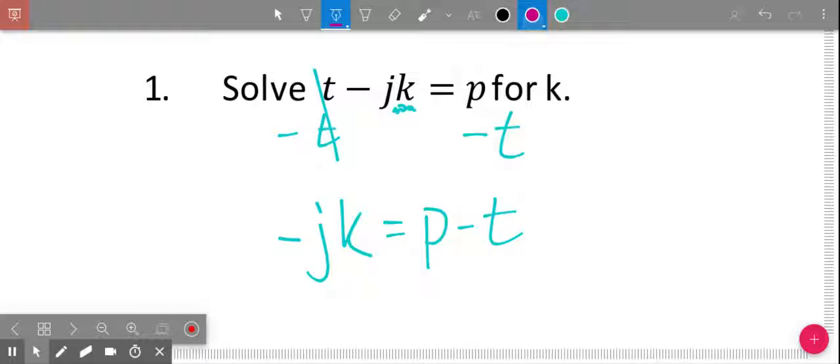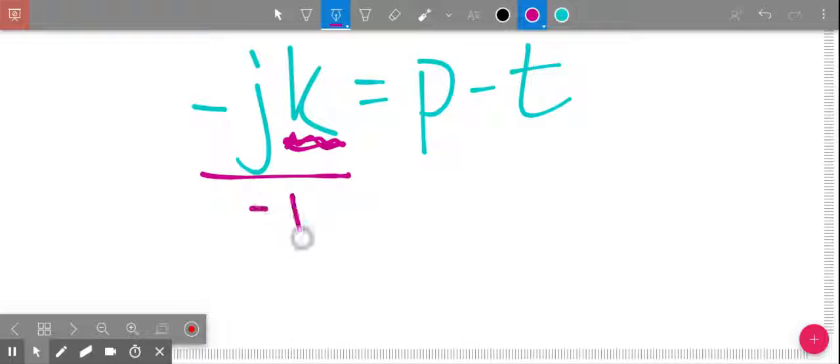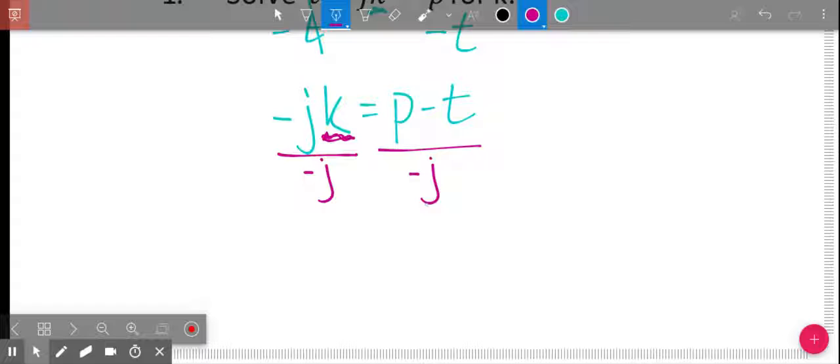Now I'm still trying to get the k by itself. So the negative j and the k are being multiplied. Since those are being multiplied, I still do the inverse, which is division. So I'm going to divide both sides by a negative j. When I do that, the j's cancel out. Just like if it was a number, it still cancels out.